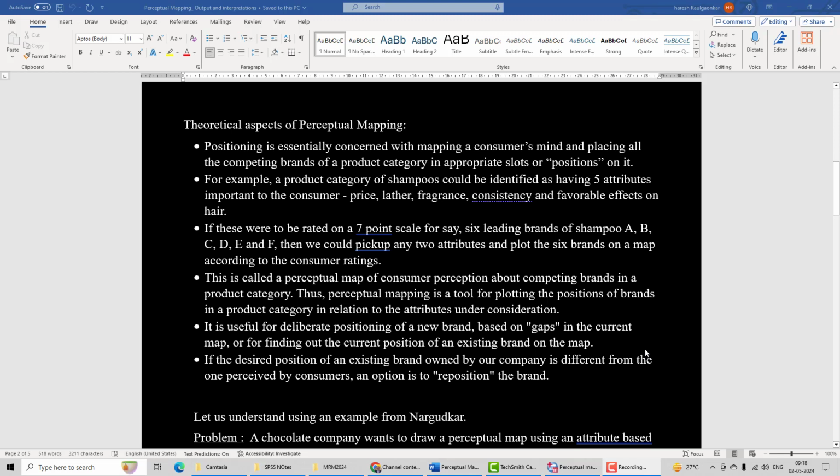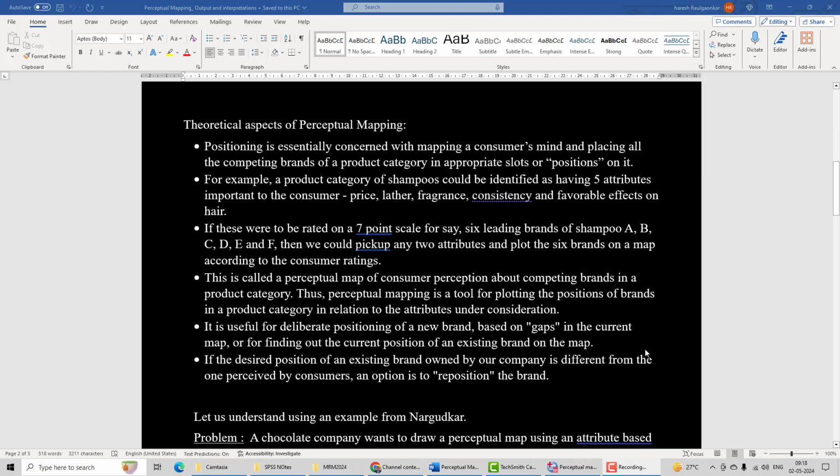Positioning is essentially concerned with mapping of consumers' minds and placing all the competing brands of a product category in appropriate slots or positions on it. So, for example, a product category of shampoos, if you consider, could be identified as having five attributes such as price, lather, fragrance, consistency, and favorable effects on hair.